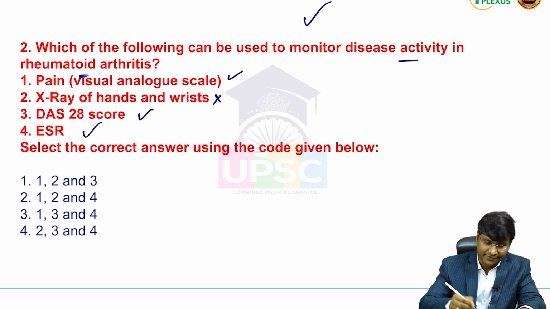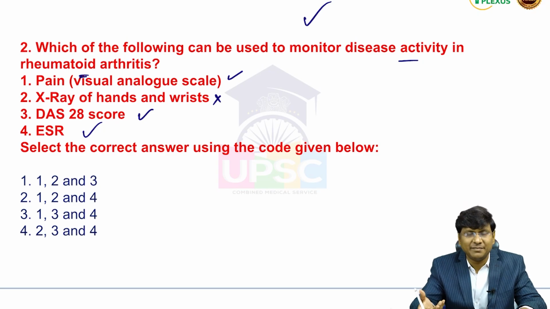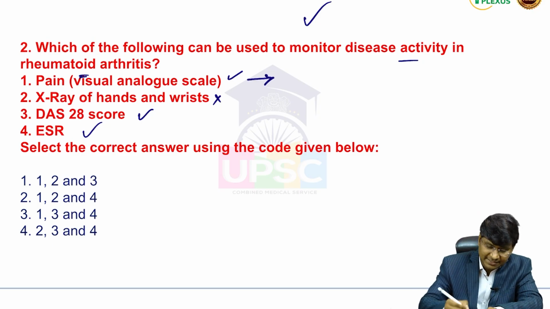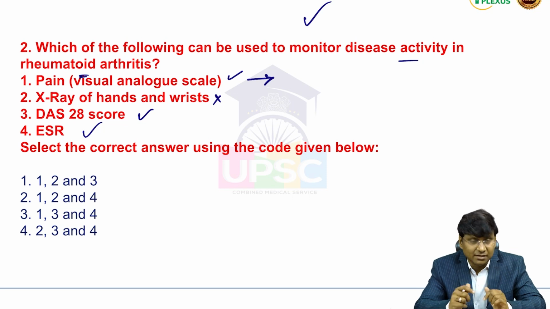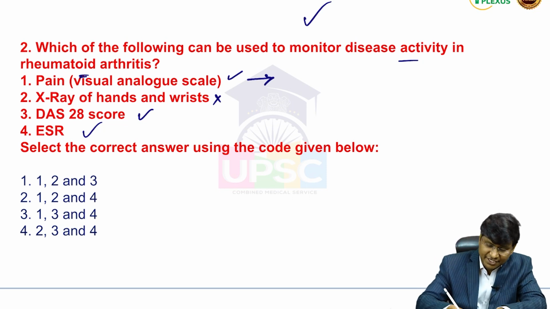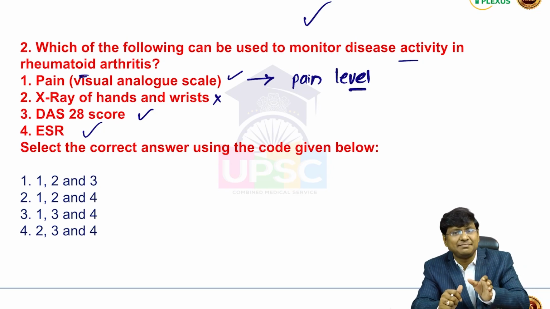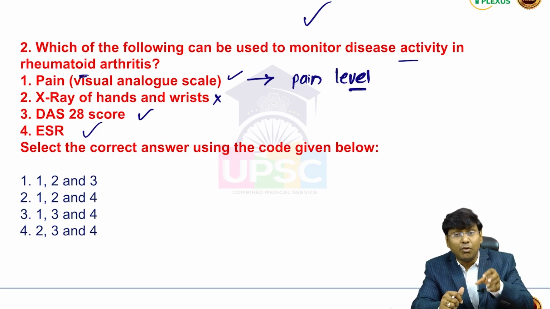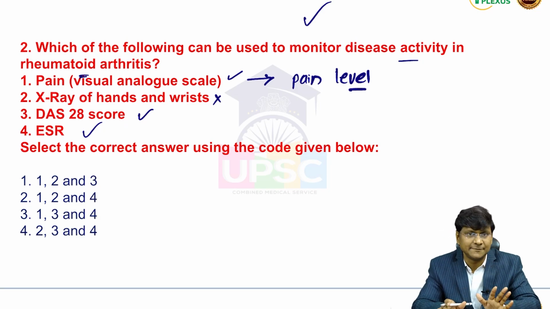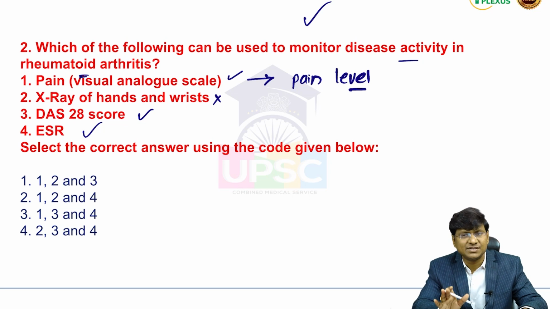What exactly is that, I'll tell you. And then we also use the ESR, because rheumatoid arthritis is an inflammatory disease, so the ESR will be increased in these patients. Now take them one by one. That is the pain visual analog scale. This is the tool used to measure the patient's pain level. Since pain is a major symptom of rheumatoid arthritis, monitoring the pain using the visual analog scale will help us in assessing the disease activity as well as the effectiveness of the treatment. So pain is definitely one of the very important parameters to monitor the disease activity.